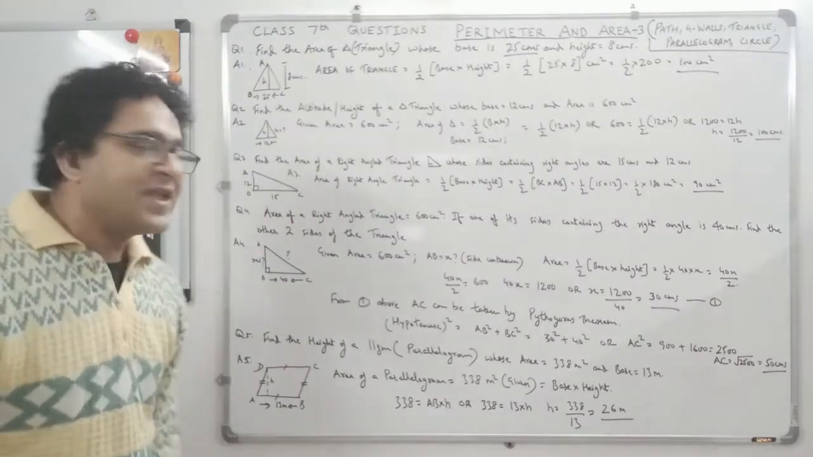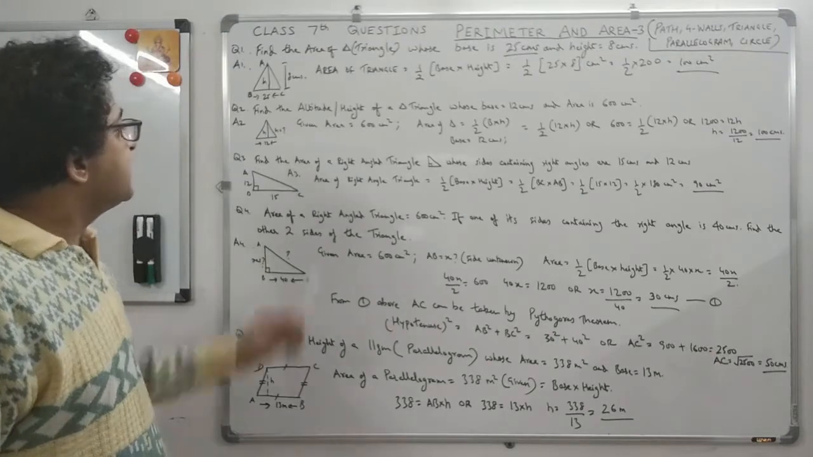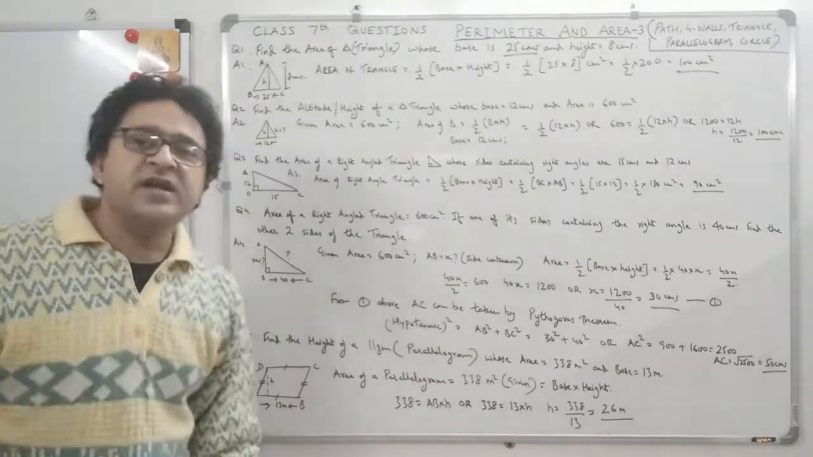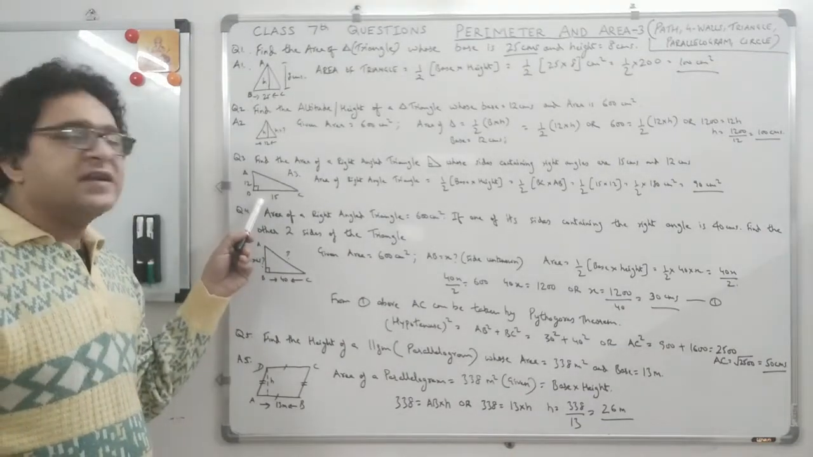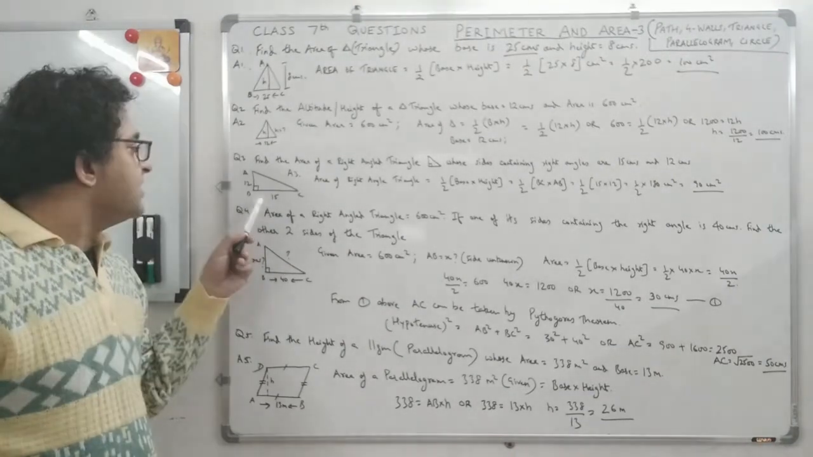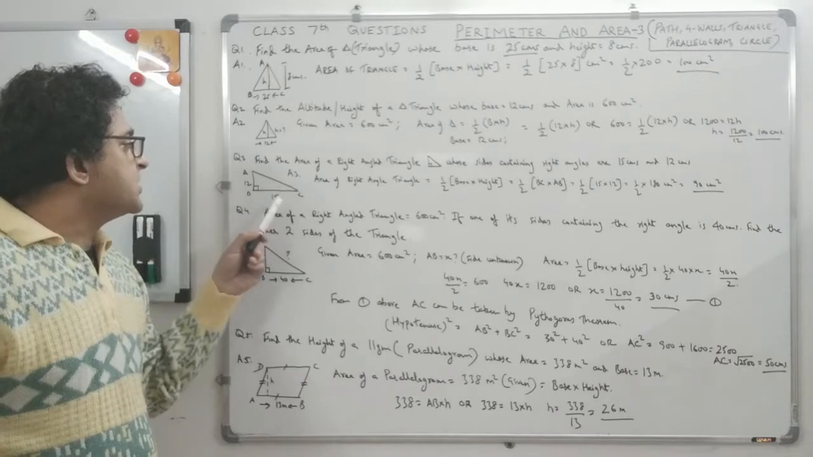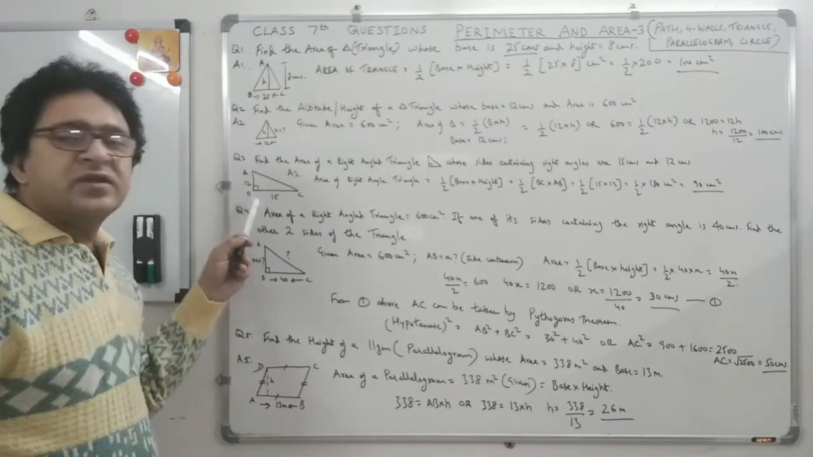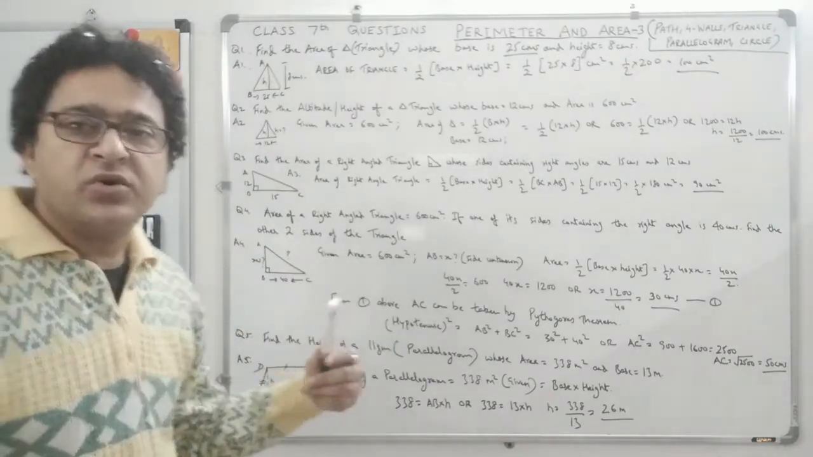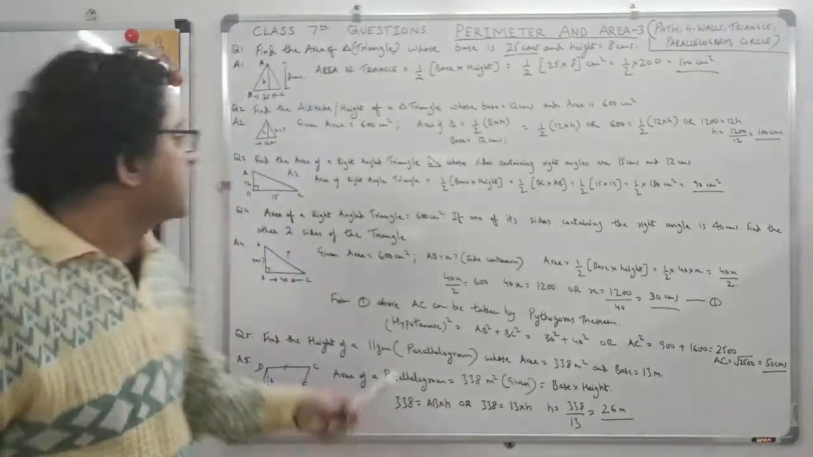Okay. Now, third question: find the area of a right angle triangle. What is a right angle triangle? This is the right angle triangle. One of the angles is a right angle. And we have a hypotenuse, you have a base, and you have got two sides. The side opposite to the right angle is the hypotenuse, which is the longest side. Always remember this in a right angle triangle.